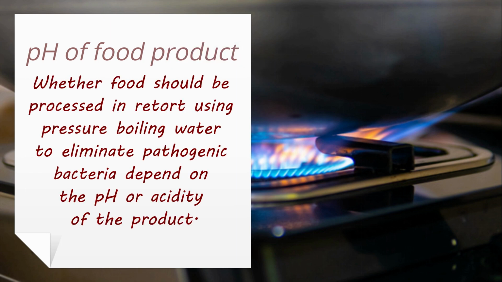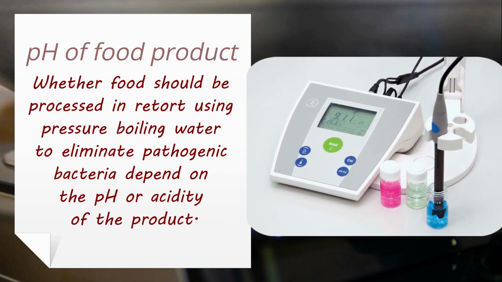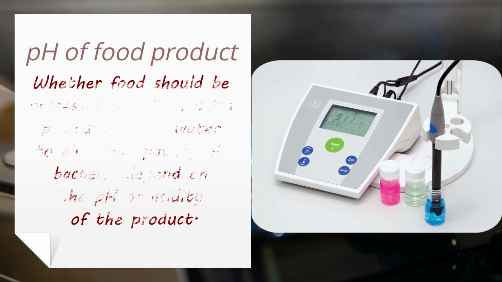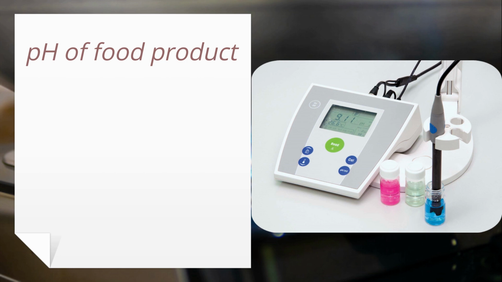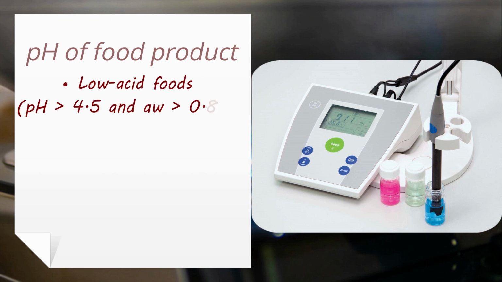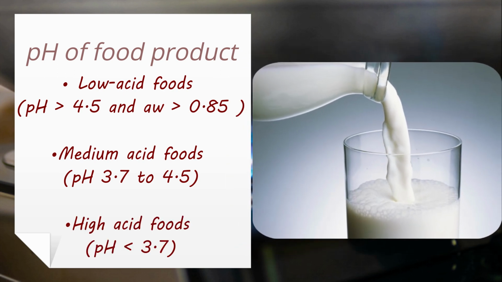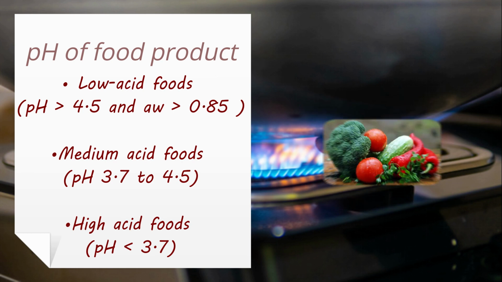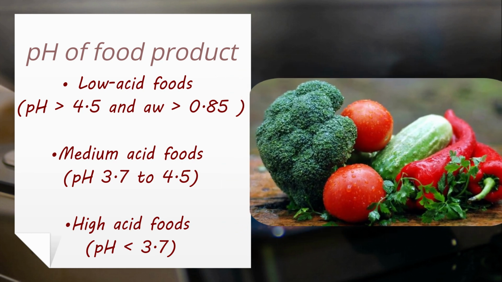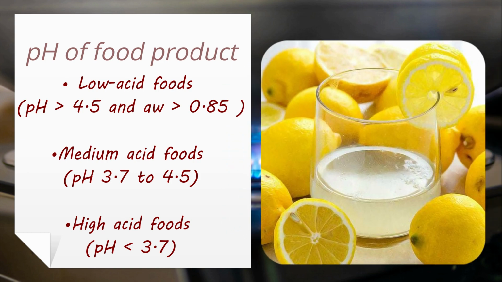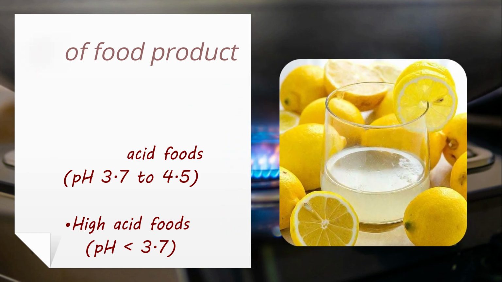The third factor is pH. Whether food should be processed using pressure or boiling water to eliminate pathogenic bacteria depends on the pH of the product. There are three categories for application of commercial heat treatment. The first one, low acid food: meat, seafood, poultry, milk, and fresh vegetables. The second one is medium acid food: tomatoes, pears, peaches, and oranges. And the last one, we have high acid food: pickles, pineapple, jelly, lemon juice, and lime juice.